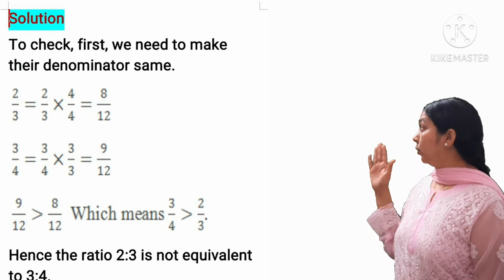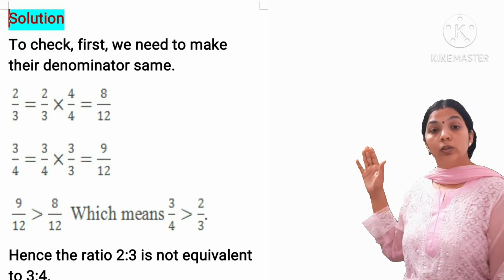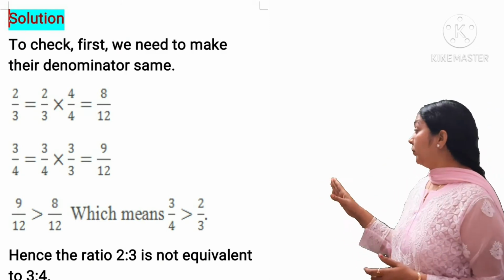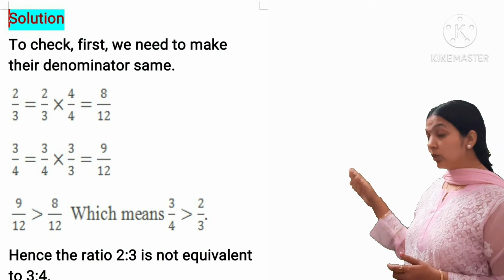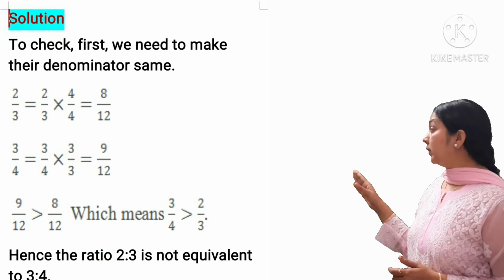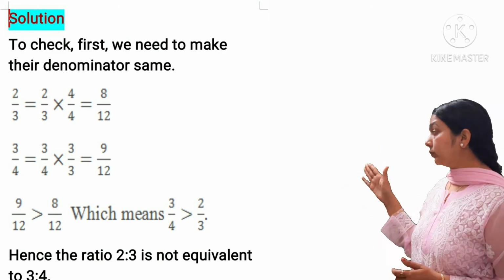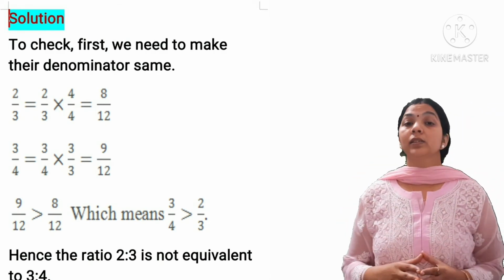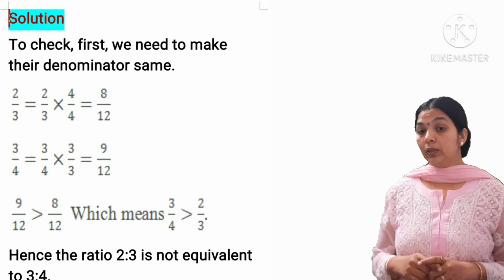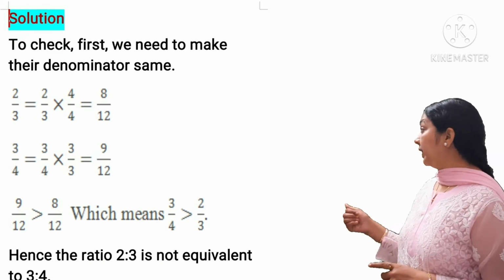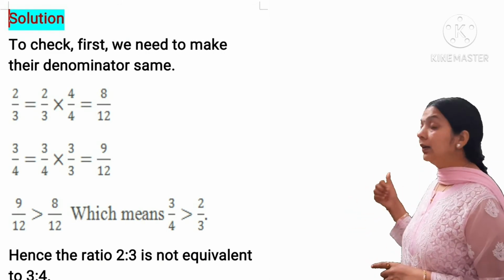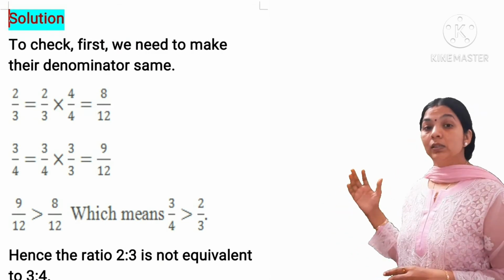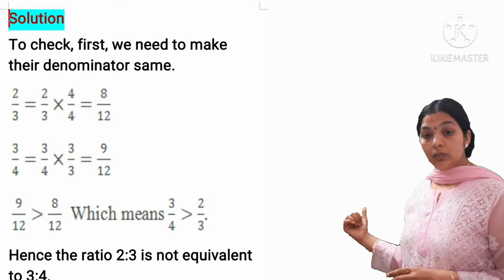So 2 into 4 divided by 3 into 4 results in 8/12. Now, because 12 is the LCM, for the other fraction we need to multiply 4 by 3 to get 12, so we will multiply by 3/3. So we will get 9/12. Now because the denominators are the same, we can easily compare both the quantities and say that 8/12 is smaller than 9/12. So it results in 3/4 being greater than 2/3.